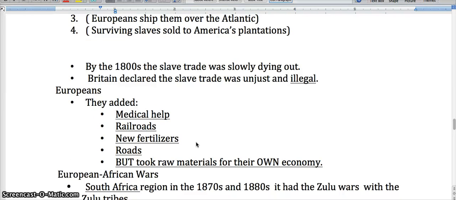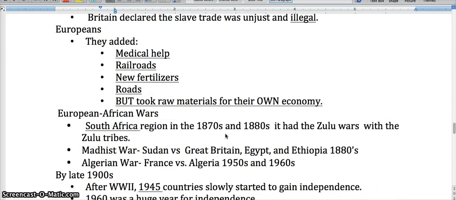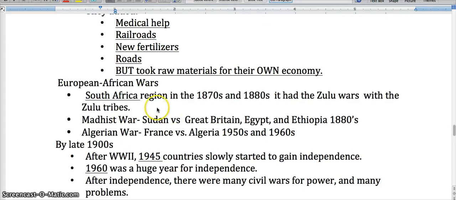As the slave trade died out, more Europeans went into Africa, and as they did, they brought medical help, railroads, new fertilizer, and roads. But remember, they took raw materials for their own economy. Most of the time, they weren't exactly paying the right prices for them. Europeans and African wars, which was another subject we covered, helped with the movement of independence for many of these areas. In the South Africa region, so in the surrounding areas around South Africa and South Africa itself, the 1870s and 1880s had the Zulu Wars between the Zulu tribes and Great Britain.